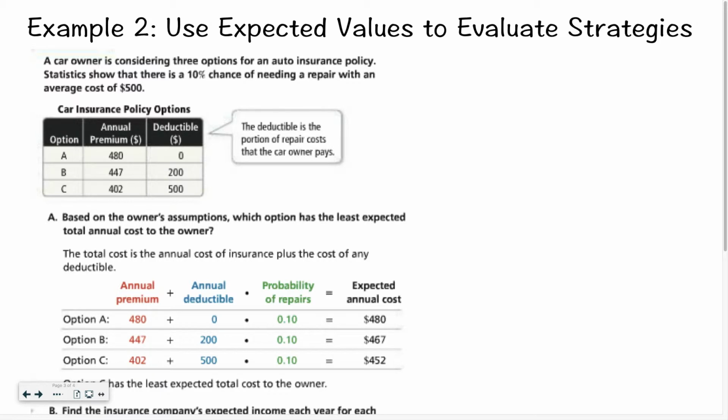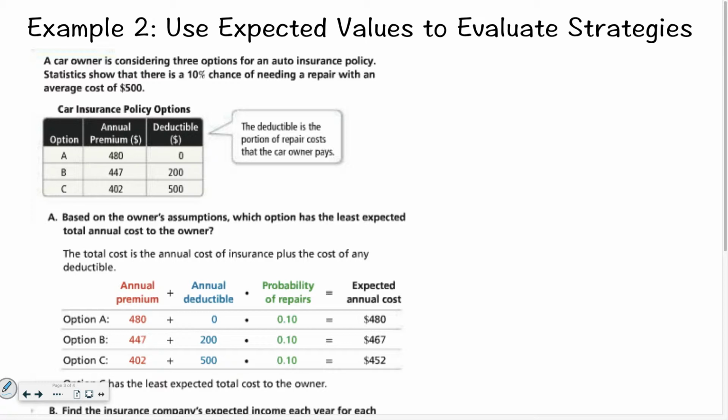A car owner is considering 3 options for an auto insurance policy. Statistics show that there is a 10% chance of needing a repair with an average cost of $500. Okay, so option A, the annual premium, what it costs the owner of the car, is $480, and their deductible is 0. For those of you that don't know what a deductible is, it's the portion of repair costs that the car owner has to pay.